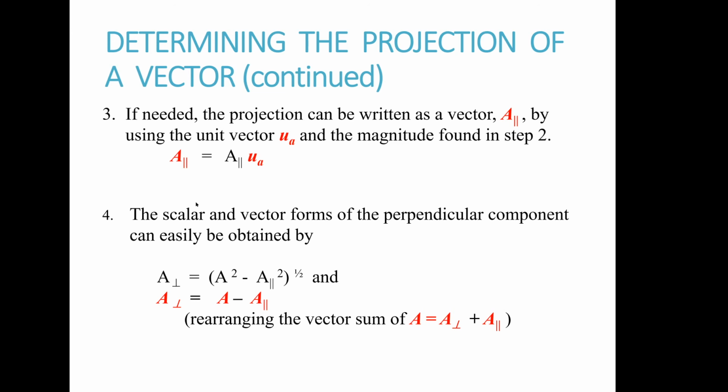All right, so the next thing you can do, of course, you can find the perpendicular component by doing this, just A squared minus the parallel component squared, and then the square root of that. And really the definition is this, if you think about it. The way you can think about it is just A is the parallel component plus the perpendicular component, okay?